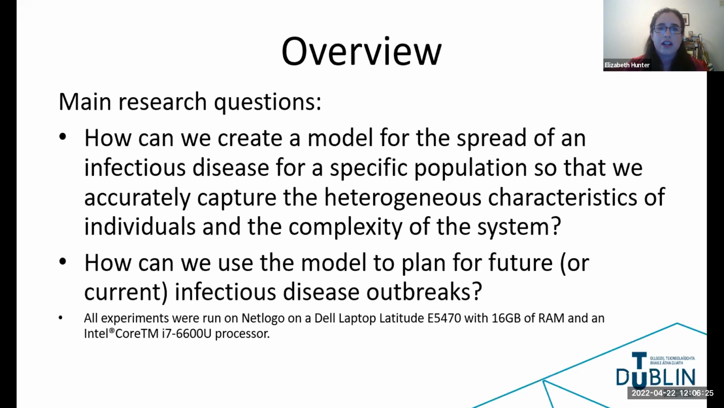And so we want to look at how much of those characteristics we need to include in the model to be able to accurately capture the spread. And then also we want to look at how we can use the model to plan for future infectious disease outbreaks. When we were starting the work, it was future infectious disease outbreaks, and then COVID hit, and we switched to looking at how we can use the model to respond to current infectious disease outbreaks.